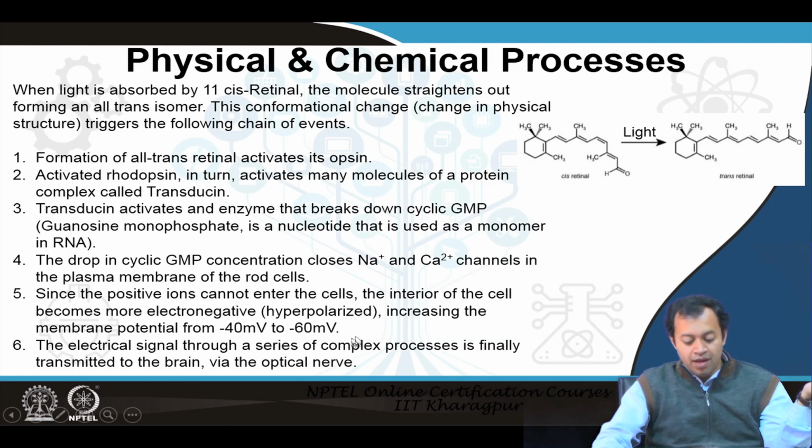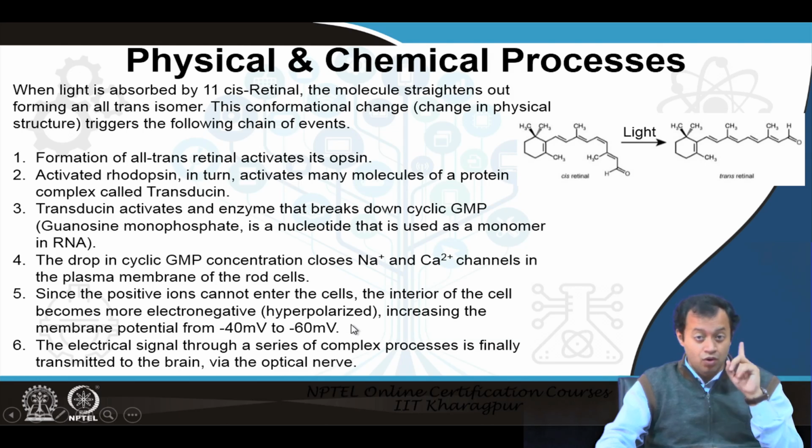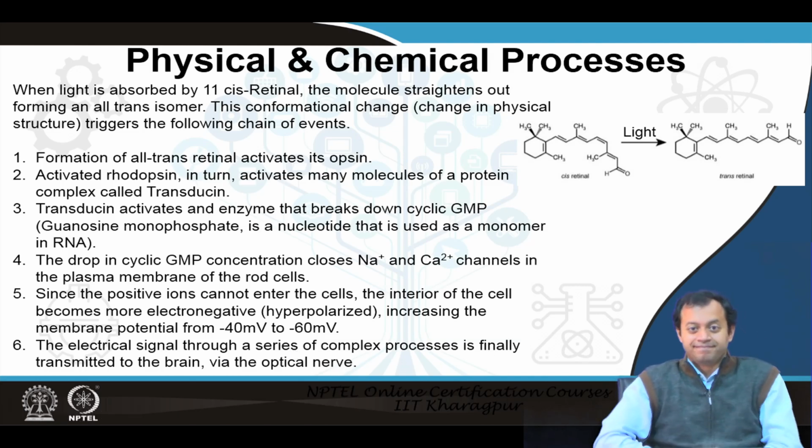So the membrane potential, the potential difference, changes from minus 40 millivolt to minus 60 millivolt. Minus 60 millivolt in one single cell, and you have 120 million of these cells in your body. So when there is a potential difference, what happens? Electric current will flow. That current then passes through the optic nerve onto your brain.